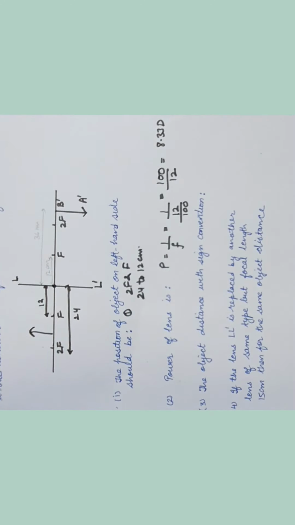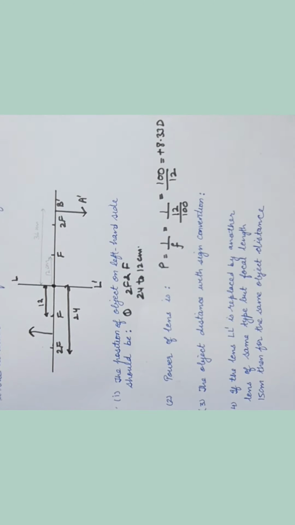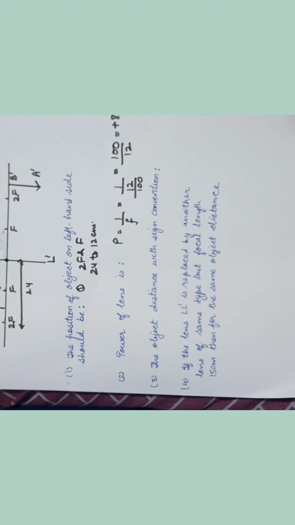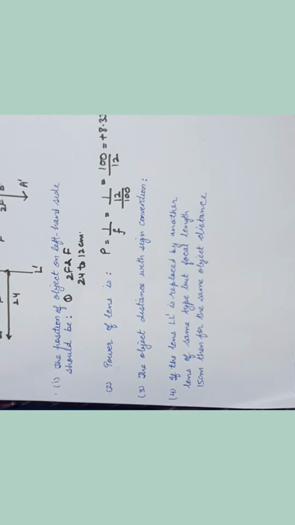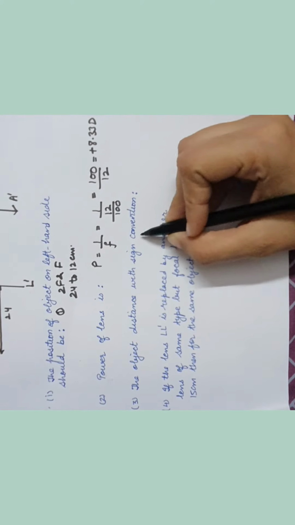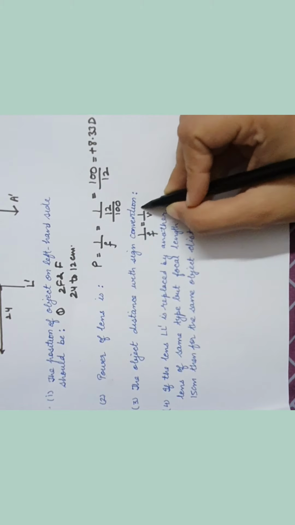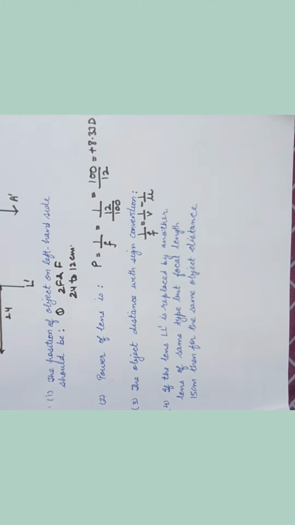See, in options there is plus 8.33 D also and minus 8.33 D also. So because it is a convex lens, answer would be plus, because we know power for convex lens is always positive, right? Okay, now question number 3, the object distance with the sign convention they are asking. So for that they have given different options. We should know the formula, that is lens formula, 1 by f is equal to 1 by v minus 1 by u. This is the formula.